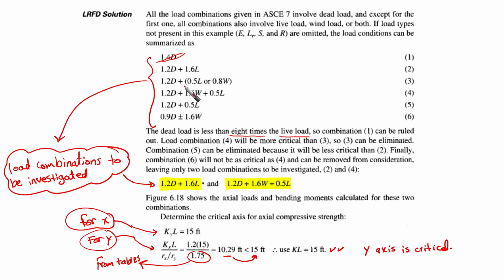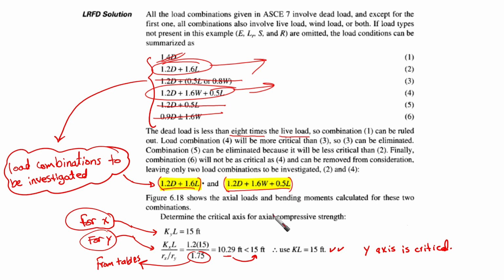So we're going to find that some equations are going to be ruled out. These equations are going to be ruled out, and this one also. So we're going to find that this and this are the most significant, and you need to check them. Okay, so this means we have 2 load combinations that need to be investigated. The first one is gravity loading only. The second one is gravity loading plus lateral loading.